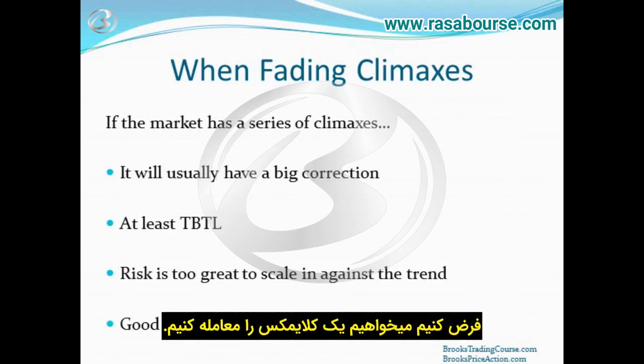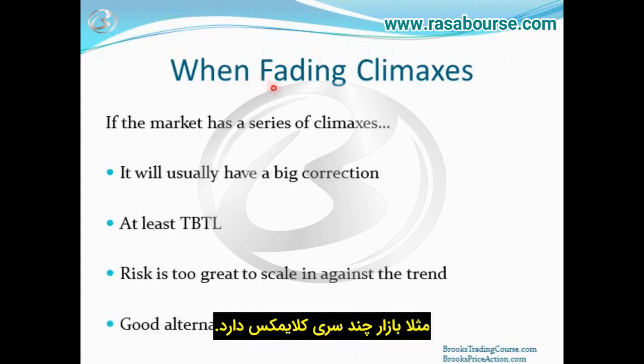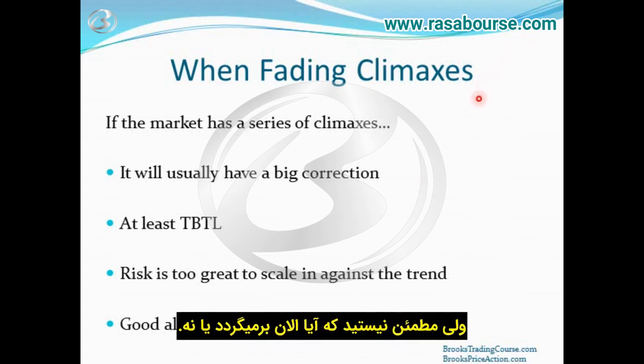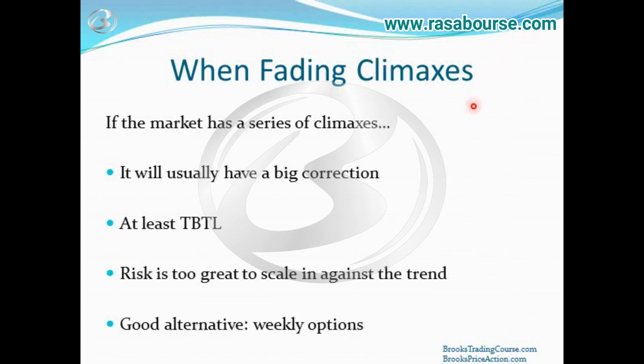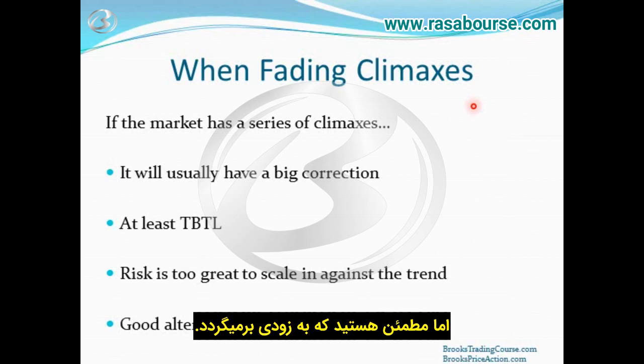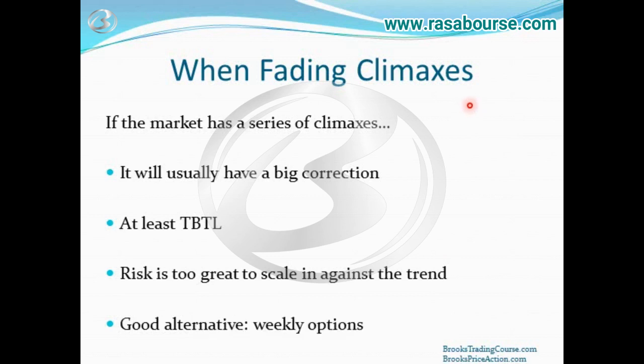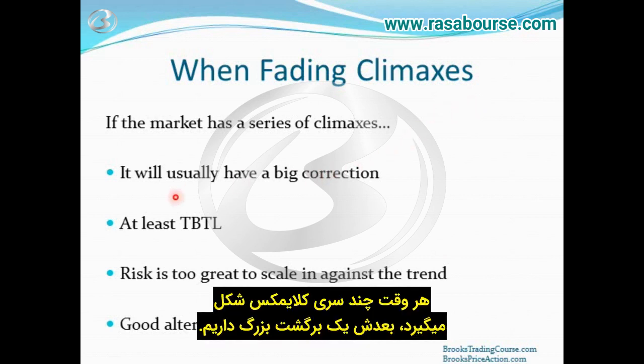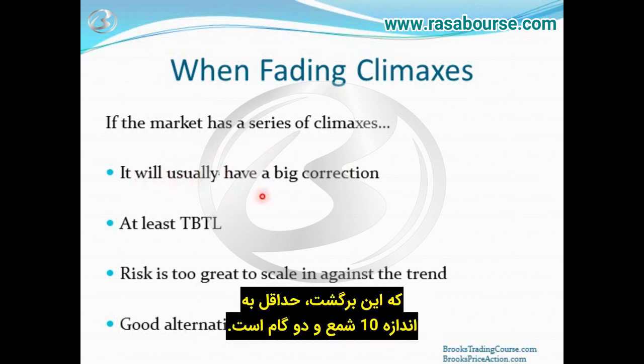Let's say you want to fade a climax, right? Let's say the market has a series of climaxes, sell climaxes or buy climaxes, right? And you feel like it's about to reverse. You're not sure if you're picking the actual extreme, but you feel pretty confident that it'll happen pretty soon, right? After a series of climaxes, the market will usually have a big reversal, at least 10 bars, 2 legs, TBTL.